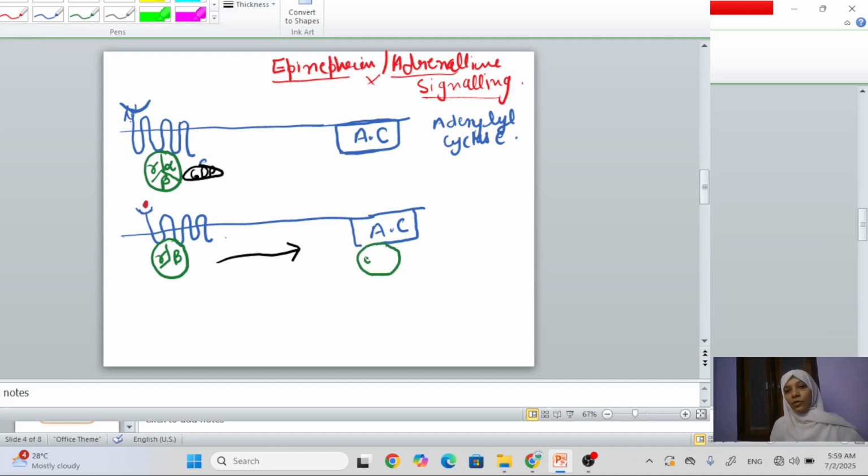Alpha GTP. Let's focus on this. Here it is present in GDP form. Now it will change into the GTP form. It is the active form of alpha subunit. Alpha subunit की active form है.